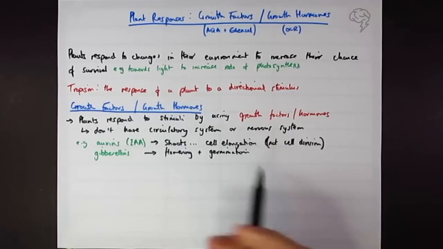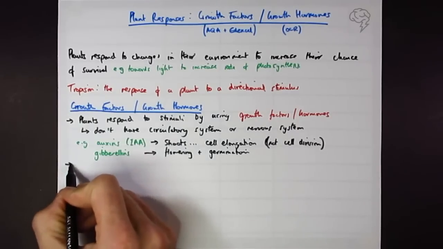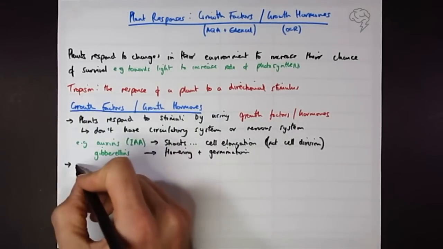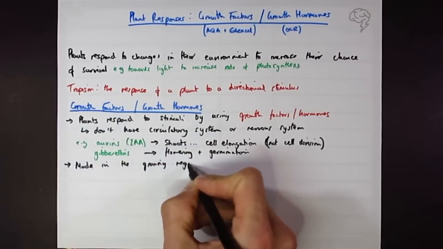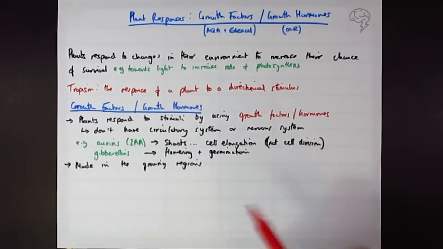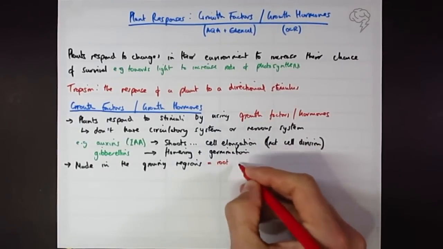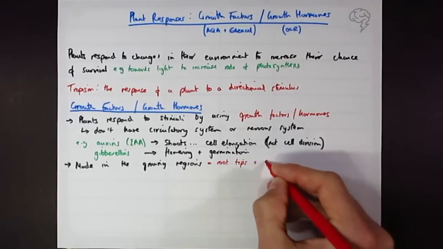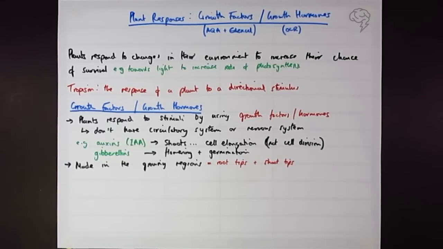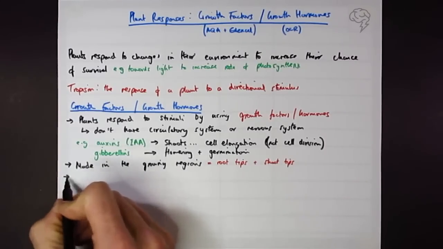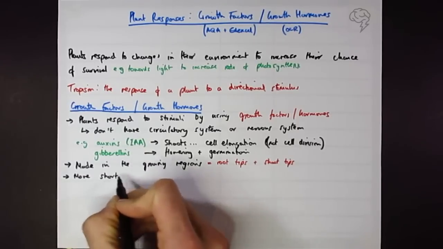But what we can say about all growth factors or all growth hormones is that they are made in the growing regions of the plant, which are the root tips and the shoot tips. I'm going to put this in another color so it stands out. Right at the very tip of the root and the shoot, that's where the cells are growing actively and dividing. They move short distances through the plant by diffusion and active transport, and they move long distances in the phloem.